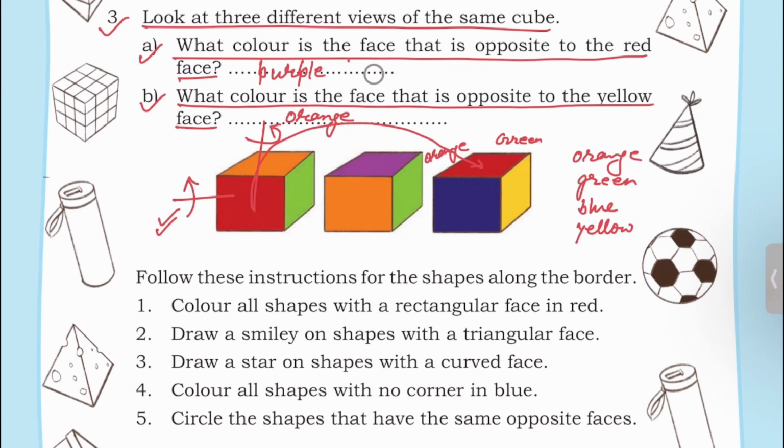You have to write the color. The answer for the third A is purple color face and for the third B is orange color face.